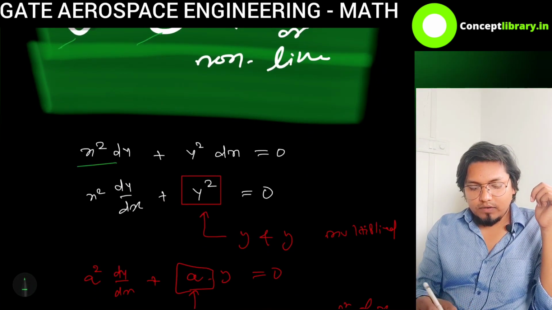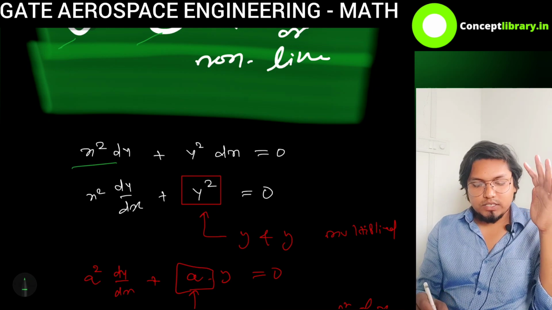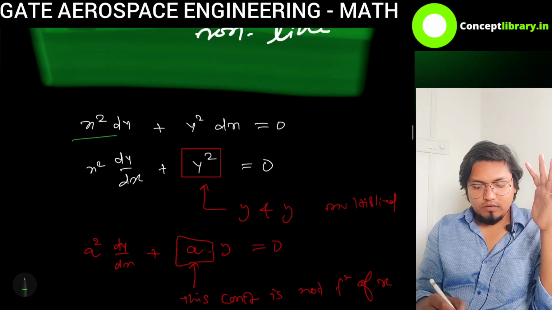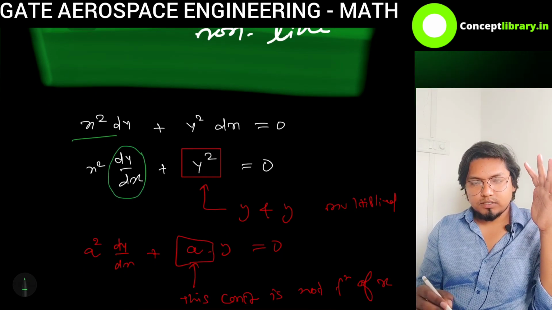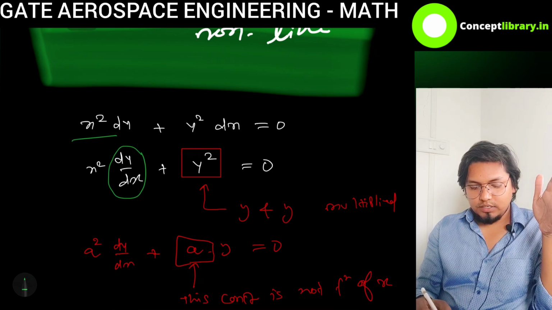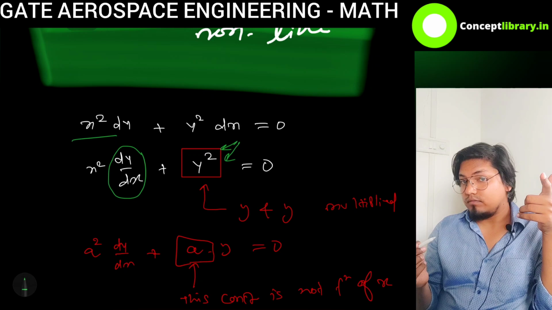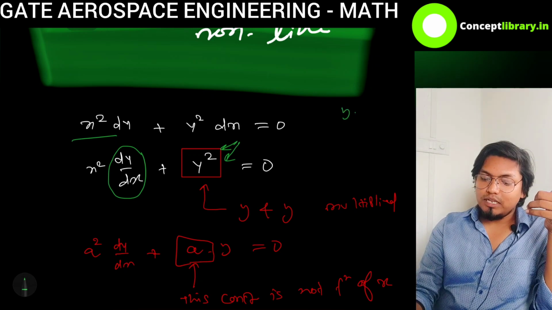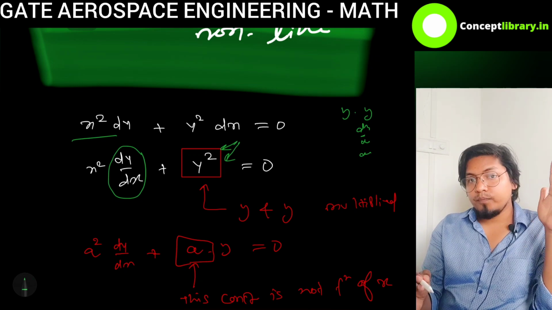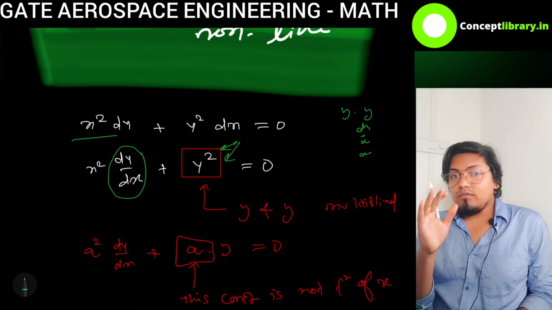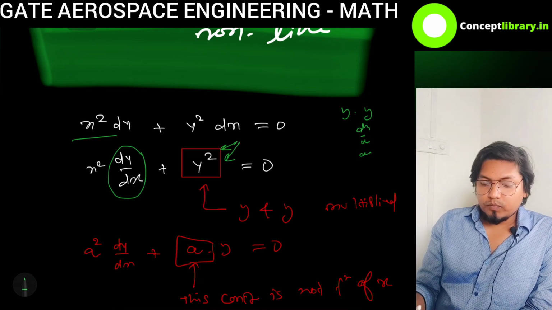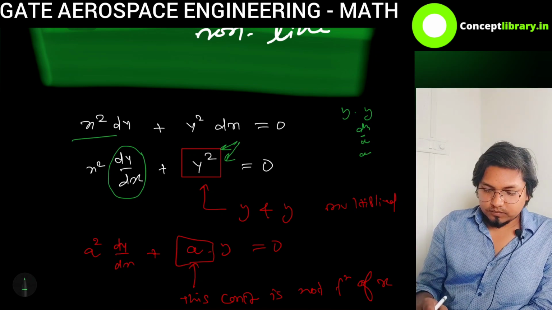So x square dy plus y square dx is equal to 0. Divide by dx, you will be getting dy by dx. So then you can see here, this y square is making this non-linear. Why? Because y should not multiply with y or dy by dx or d2y by dx. There should not be multiplication of any y term with any other y term or with any derivative.